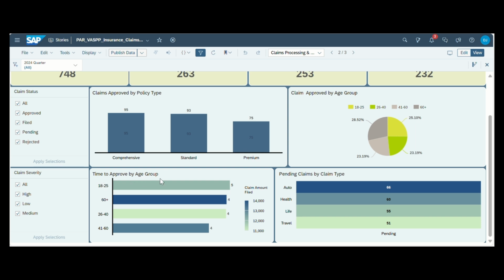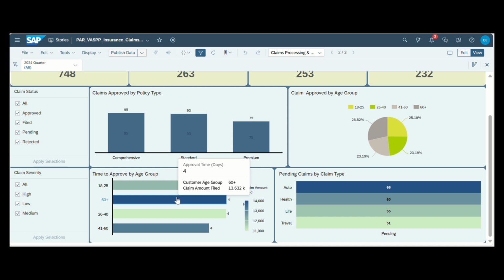Now we move to time to approve by age group, paired with claim amount filed, one of the most telling combinations on this page. Here, we see that the 18 to 25 age group has the longest approval time, marked at 5 units, possibly reflecting younger customers' struggles with documentation or digital engagement. At the same time, the 60-plus group has one of the shortest approval times, despite also filing the highest claim amount, nearly 14,000.